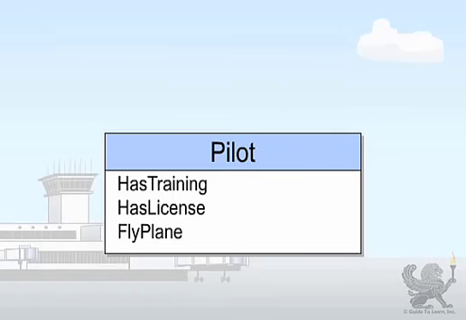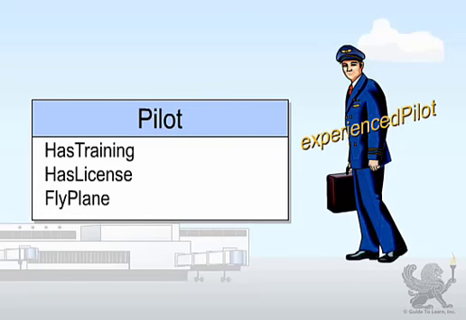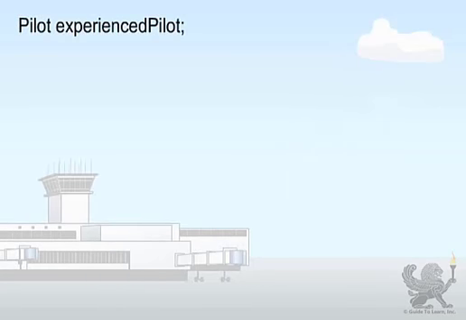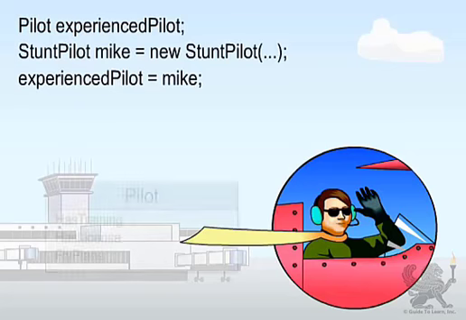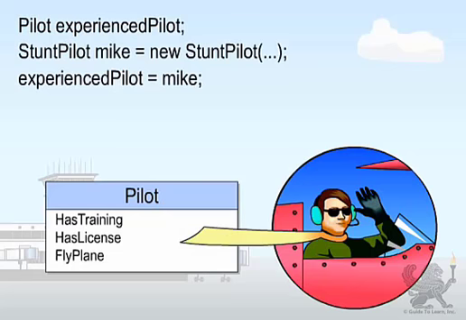If you create a pilot variable called experienced pilot, which methods can you use with this variable? Only has training, has license, and fly plane. Now create a pilot variable and instantiate a new stunt pilot named Mike. You are allowed to make the experienced pilot variable refer to stunt pilot, but because experienced pilot is a pilot variable, it can only execute pilot methods. So Mike can execute the pilot methods.